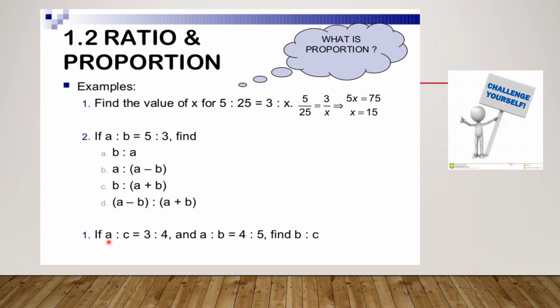First, solve this proportion by using the fraction method, then cross multiply. After that, take out the value of A. Find the value of A here. You will get A is equal to 3 by 4 C. Insert this value in this ratio and then you will get B ratio C.